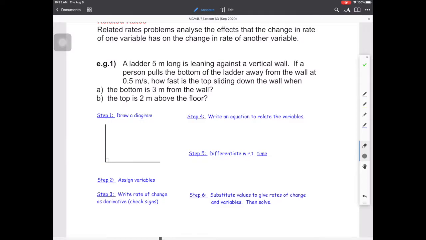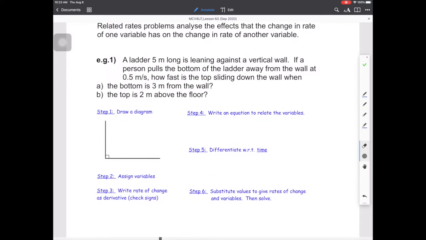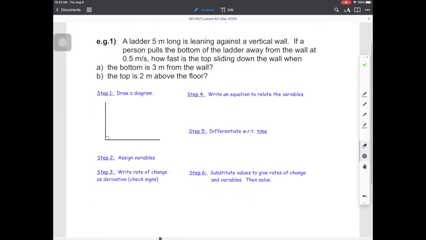I have outlined a few steps here, which you can apply to most of these related rates problems that you will be solving. So let's follow these steps now to find how we can figure out the answers to example 1. We will begin by drawing a diagram. The ladder is 5 meters long, leaning against the wall. So let's put in the ladder, label 5 meters.